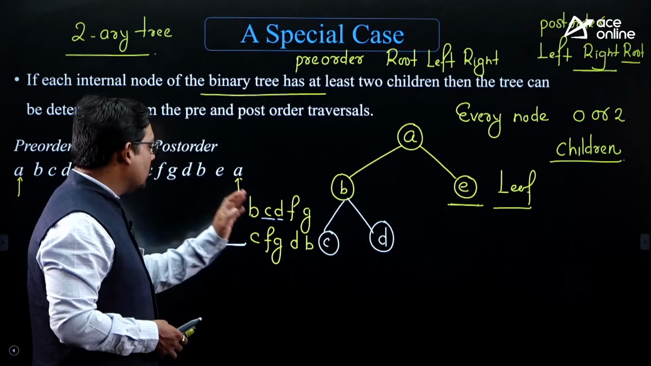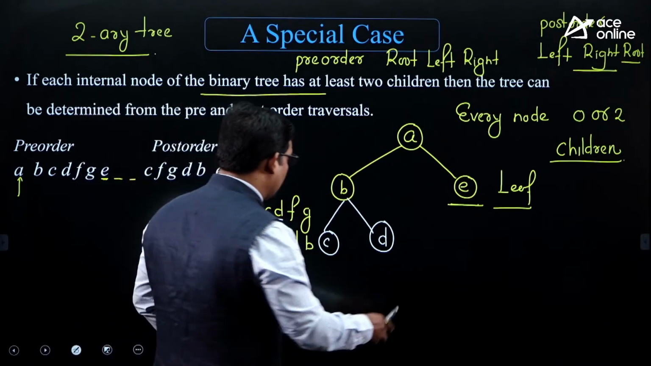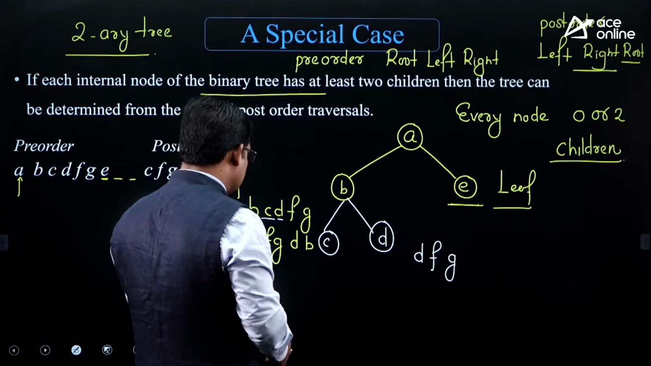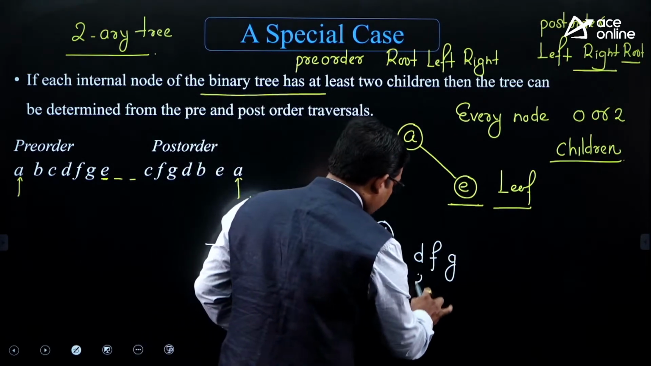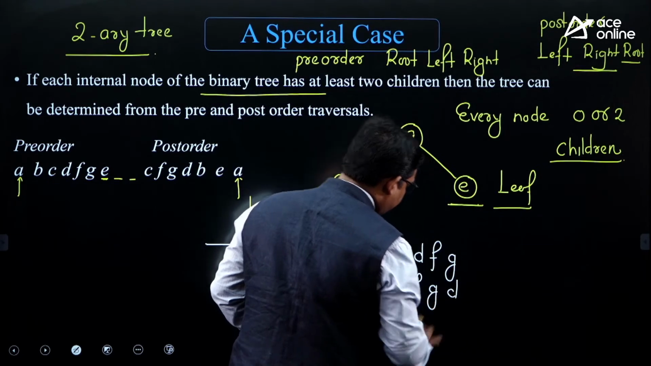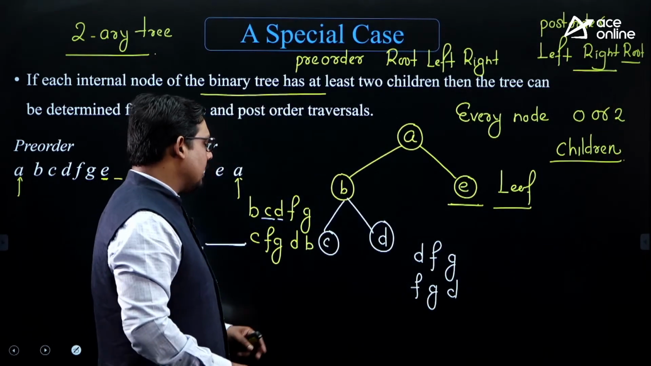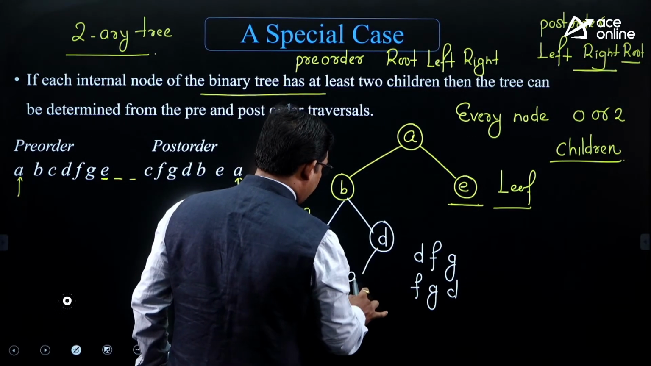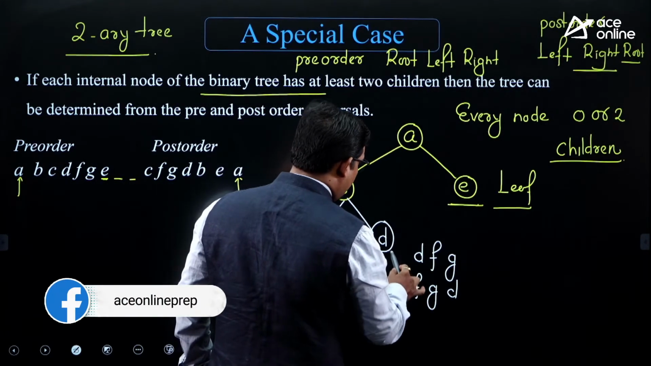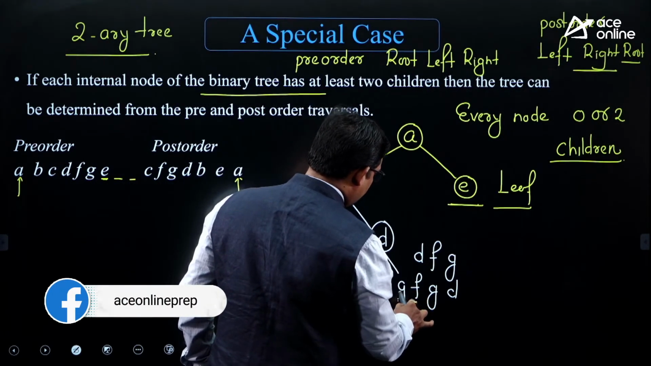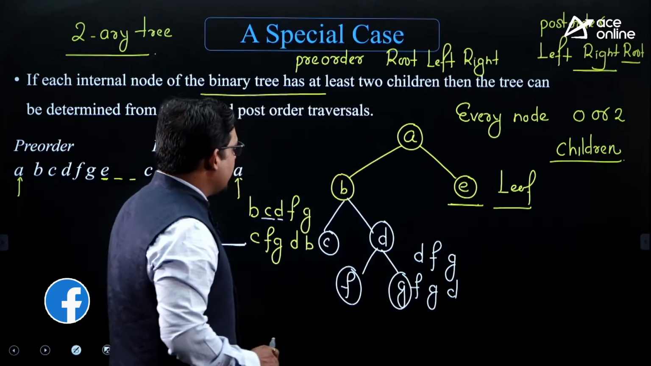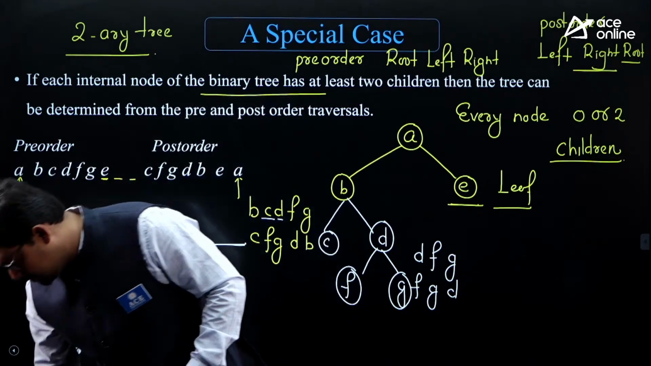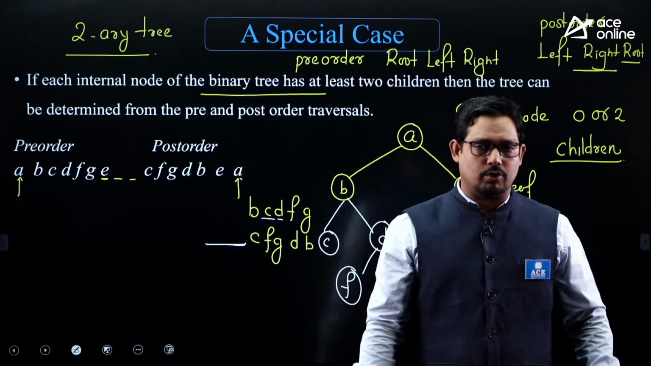So what we are left with: B gone, C gone, and in this case D, F, G. So D, F and G in pre-order, and in post-order F, G and D. Now D is the root, and after the root, in pre-order traversal, we are going to go to the left, which is F, and before D in post-order we are going to visit G, and that will be on the right. So now this is the tree that I have constructed by using pre-order and post-order traversal.